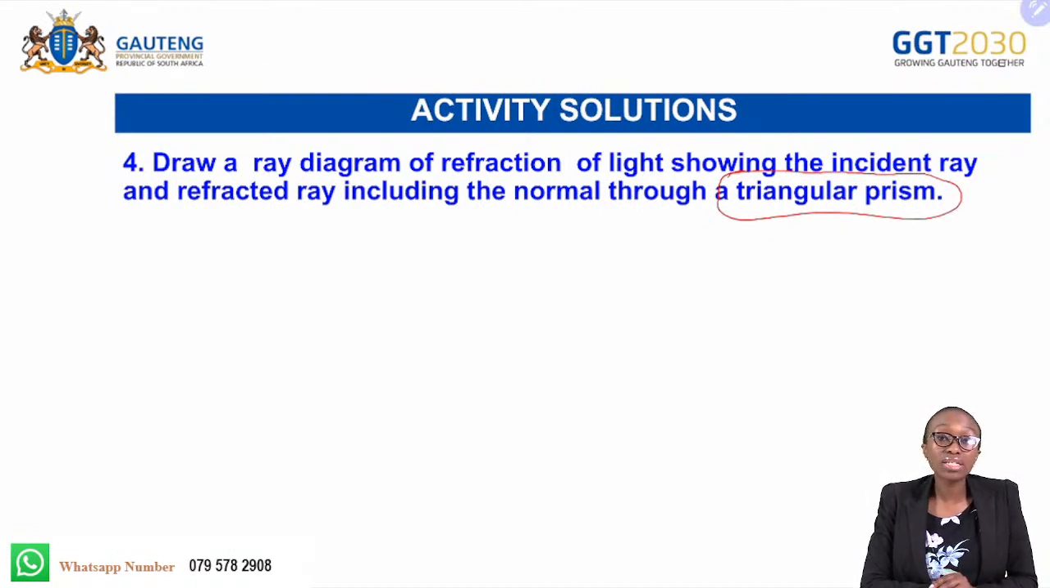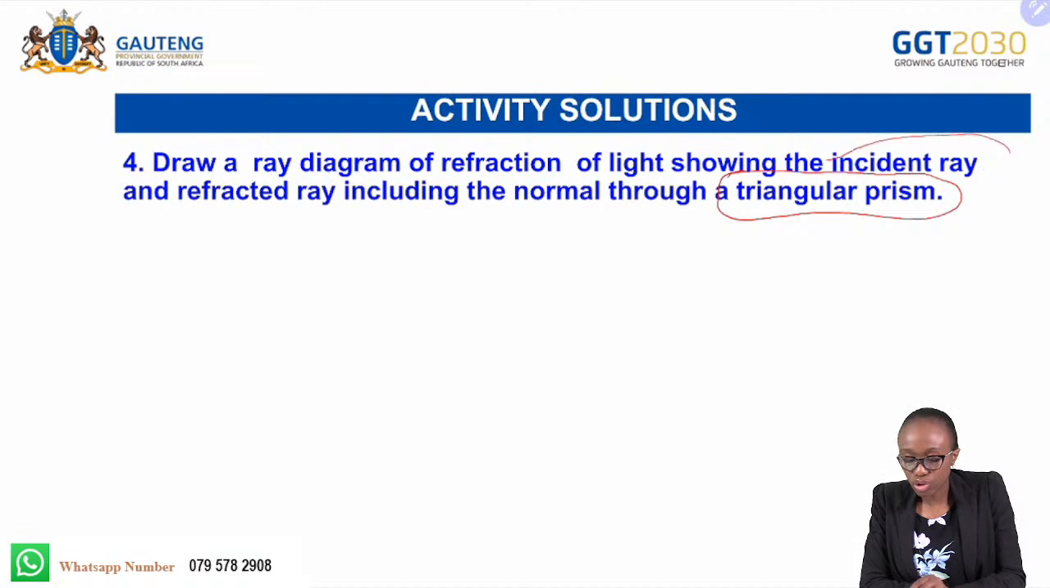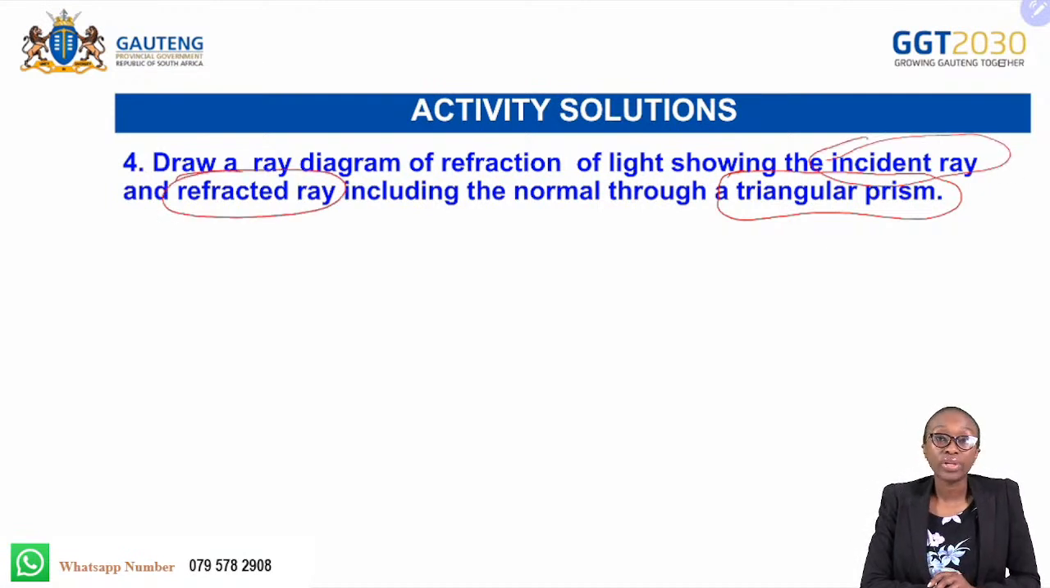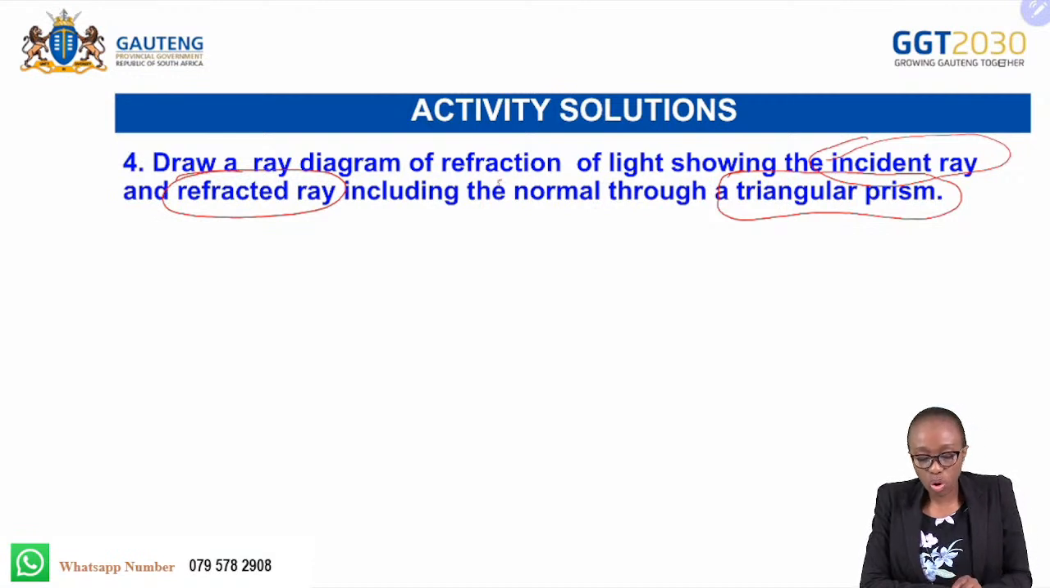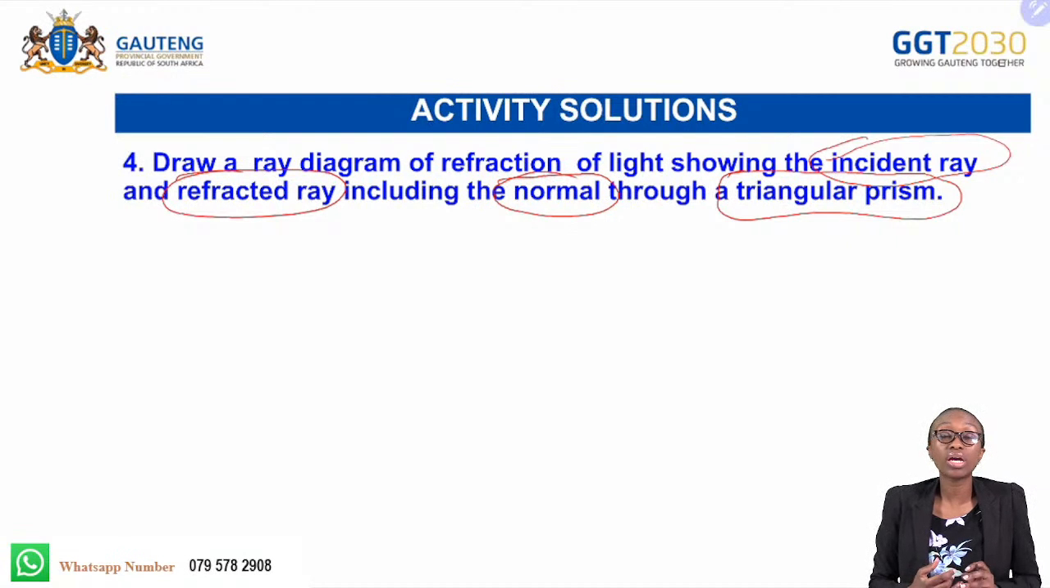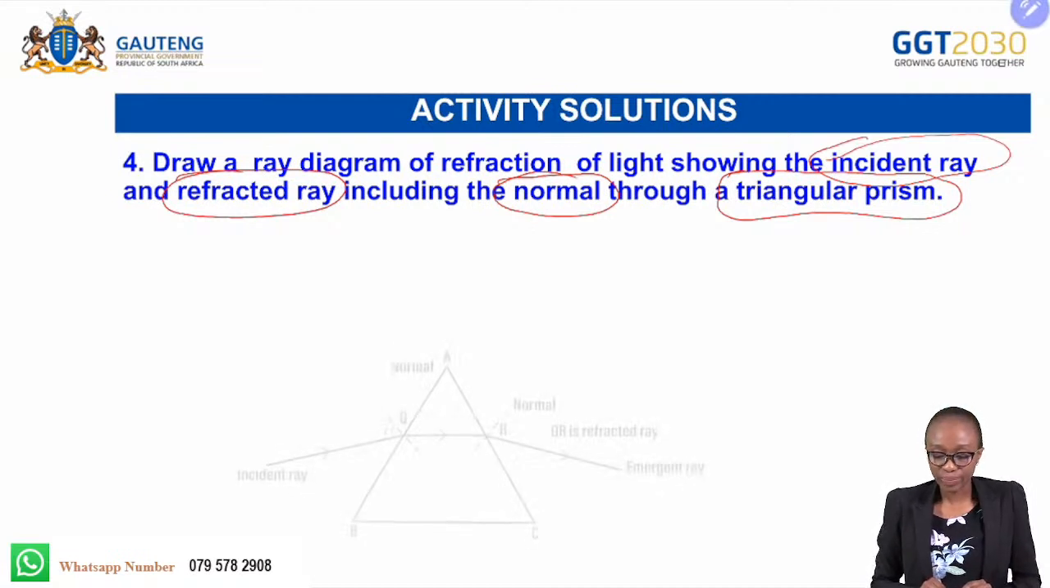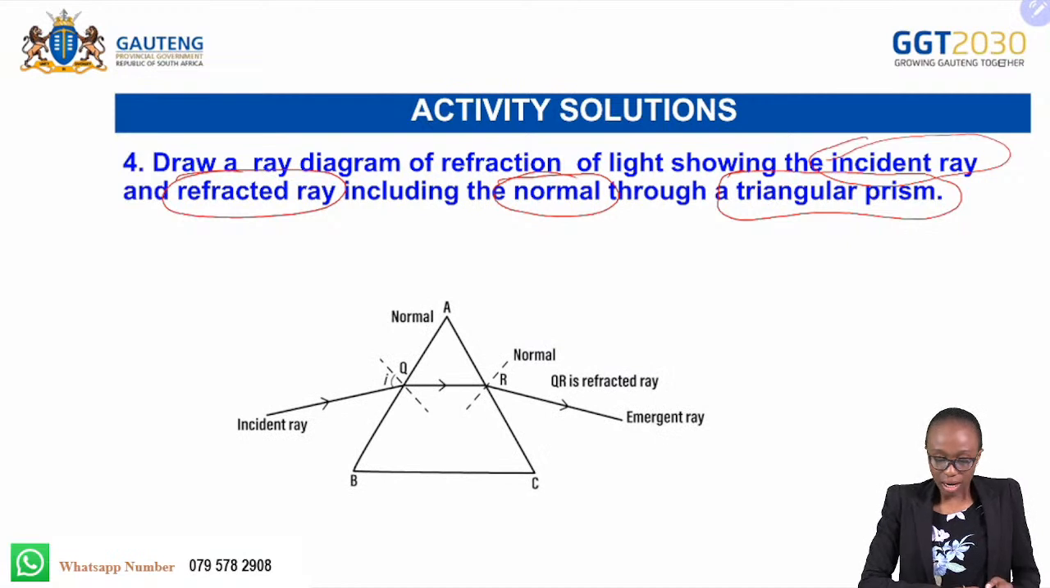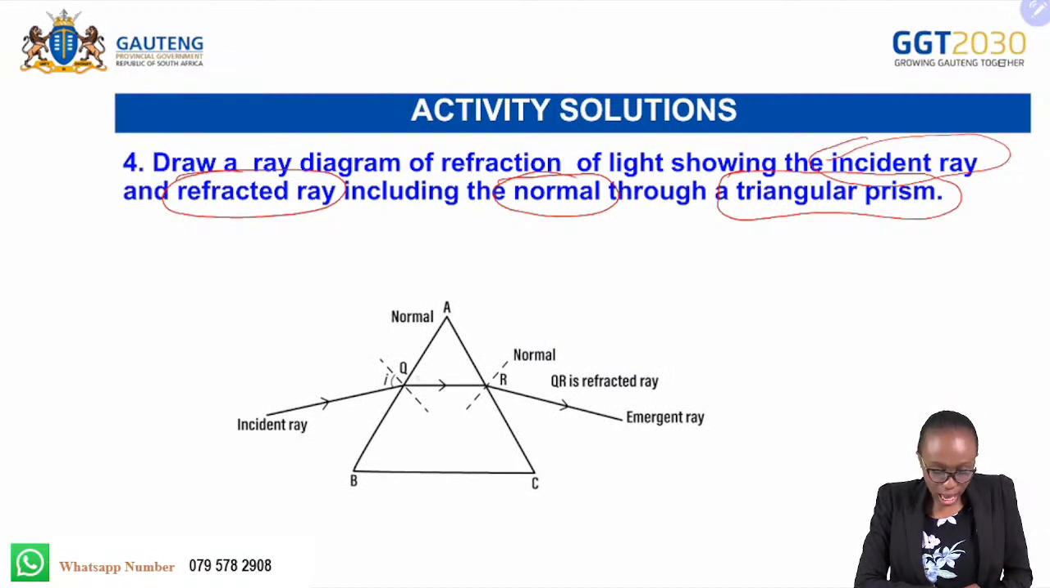And then which rays are we supposed to draw? We're supposed to draw an incident ray and a refracted ray. What else are we supposed to draw? We are supposed to show the normal. So we're supposed to show the incident ray, the refracted ray, and the two normals, and then all of this on a triangular prism. Let's look at the diagram. So here is our incident ray. It's coming in, our incoming ray.